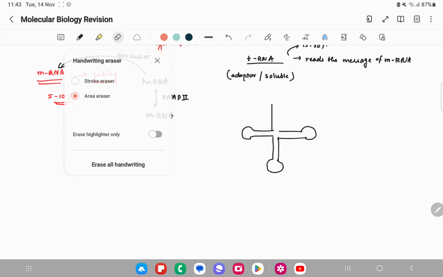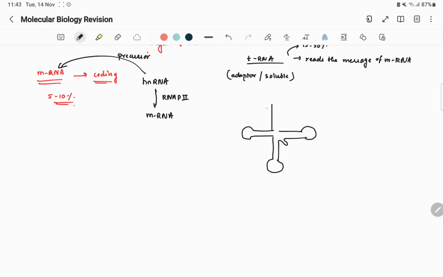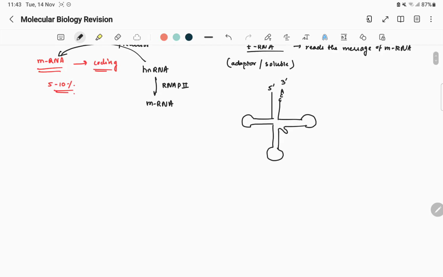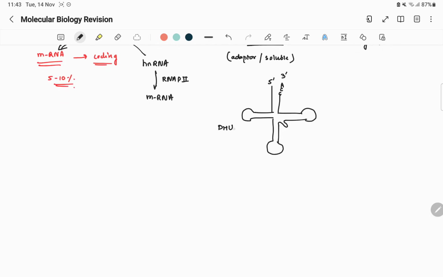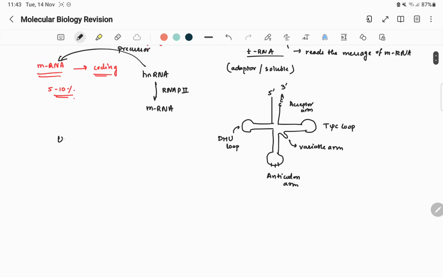And then we have a variable arm here, and this ACC sequence is present there in the 3' end. This is the 5' end. This loop is your DHU loop, the dihydrouridine loop. This is your acceptor arm, and this is your T-psi-C loop. This is a variable arm, and this is your anticodon arm.